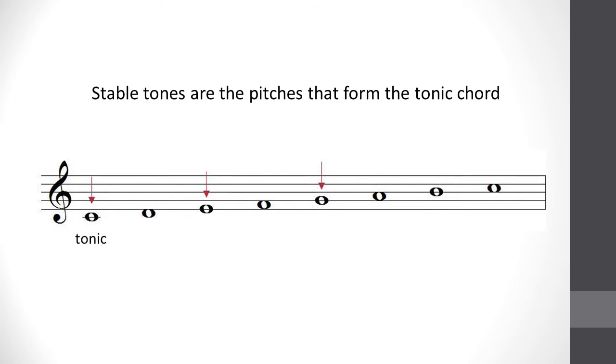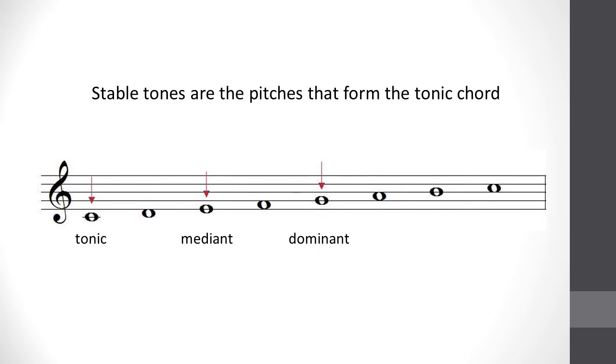Pitch 1 is called the tonic pitch. It is always the most stable tone in any particular key. Pitch 5 is called the dominant pitch. It is the second most stable tone in any particular key. Pitch 3 is called the mediant pitch. It is the third most stable tone in any particular key. All of the other tones are considered unstable.